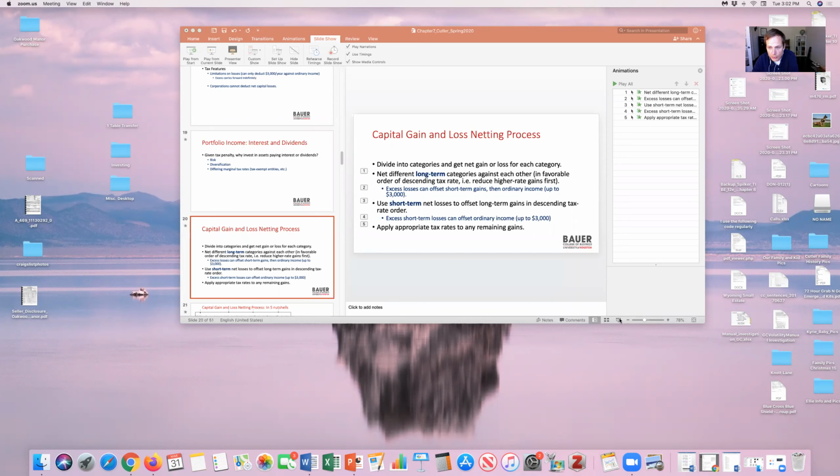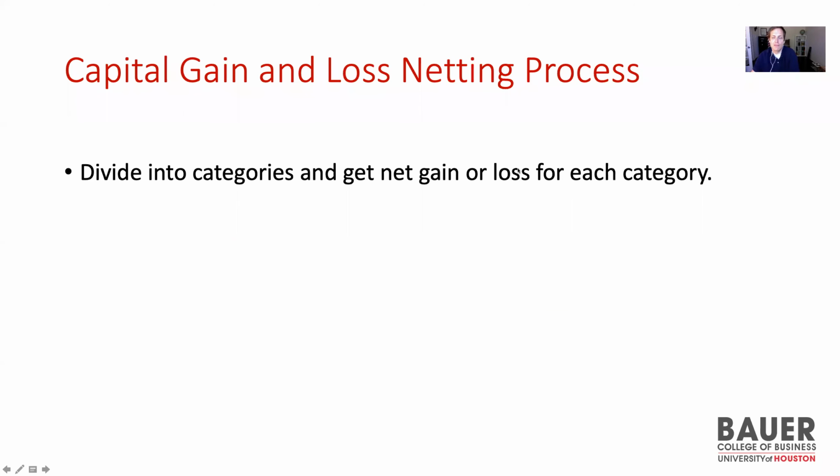All right, so now we're going to talk about what happens when I have a bunch of different gains and losses, and they might even be different kinds of income. How do I net them all together? This assumes we have those 1231 gains and losses and unrecaptured 1250 gains, and we've already done the 1231 netting process. So we end up with either a net 1231 loss that's ordinary, or a net 1231 gain that we now lump in with our other long-term capital gains.